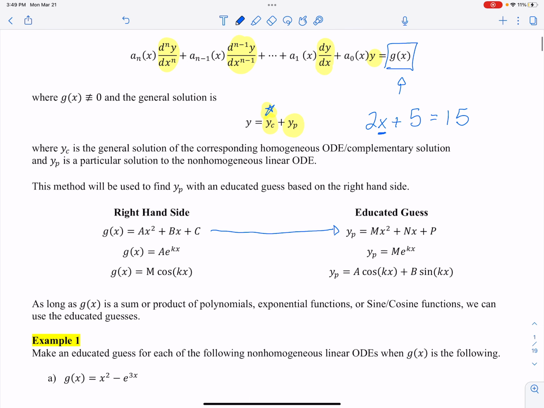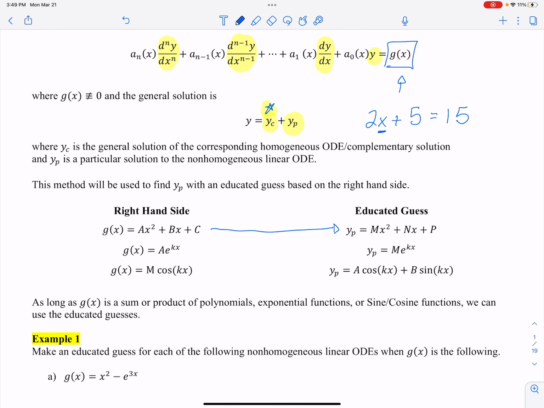So if it's a polynomial, we can make an educated guess for a solution that is a polynomial. It's not going to have the same a, b, and c. That's why I did m, n, and p. I didn't do o because it looks like a 0. We also have, if it's exponential on the right side, then our guess should be exponential. Notice the constant out front is different, but the constant with the x will be the same.